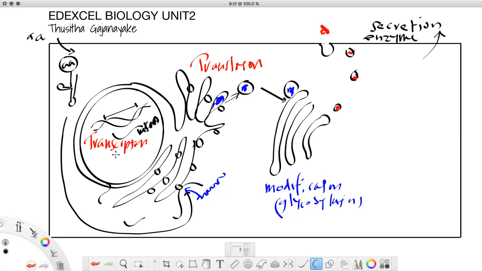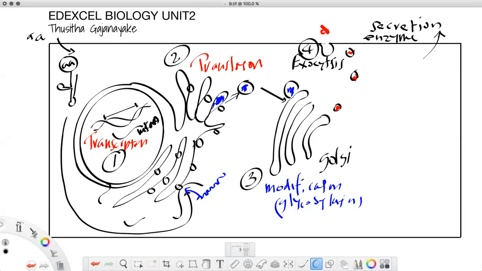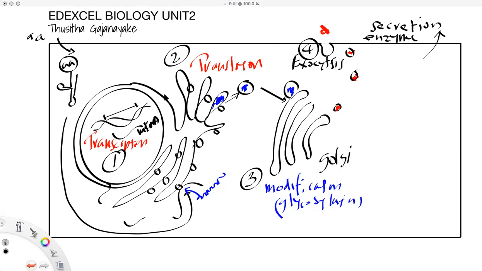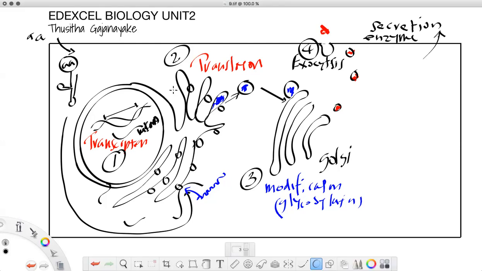Right, you can emphasize the transcription stage and also the translation stage, and also modification of the protein by the Golgi, and also the process of exocytosis. As I told you before, this is a very important section, protein synthesis and protein transport. So the question is asked, related to plant fertilization this time.